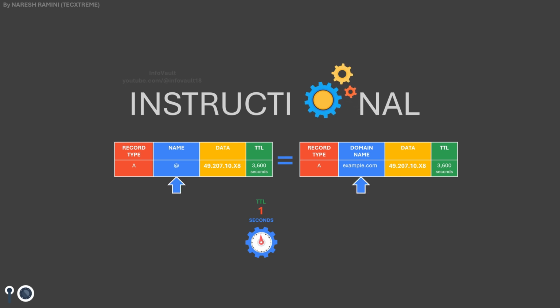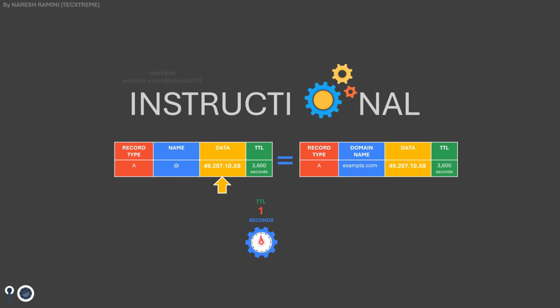2. The name field with the special character or symbol @ indicates that this A record applies to the root domain name. For instance, in our case, it's example.com. If it's for a subdomain name like www.example.com, then the text www is entered in the name field.